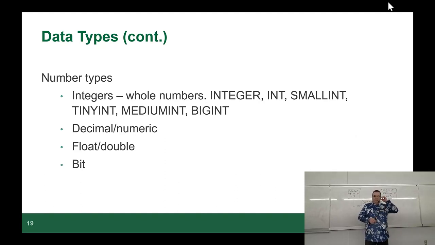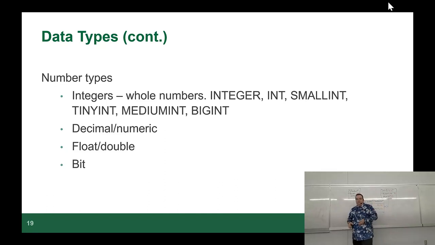Number types. So we have the common ones, integers. You guys should all know what an integer is by now, right? Yeah, it's a whole number with no decimal places. Database servers are kind of clever. They give you different choices of them. They'll call them slightly different things, but they basically offer all these things.